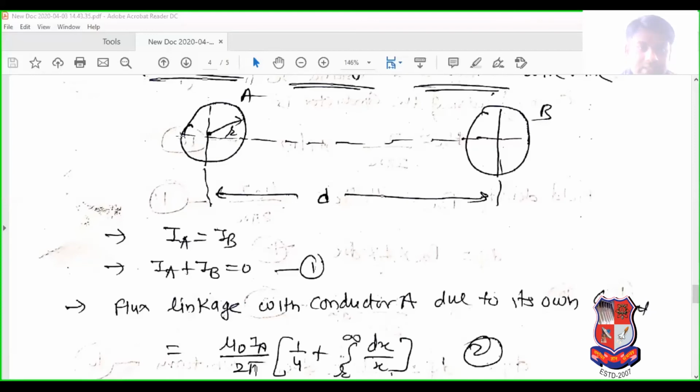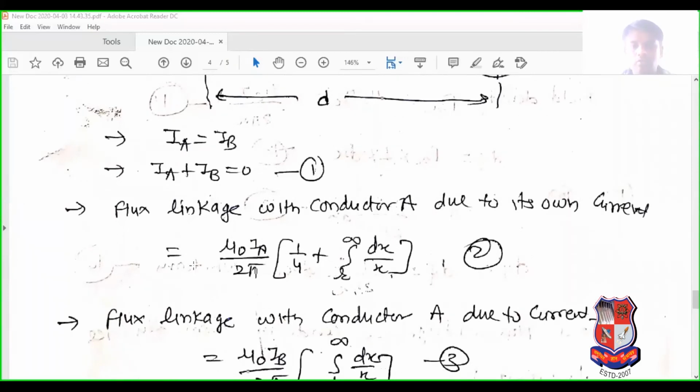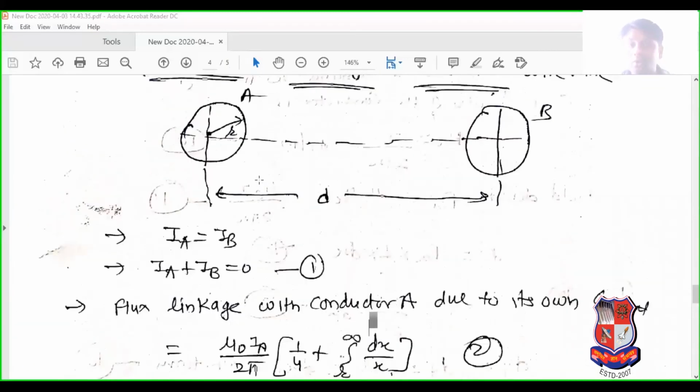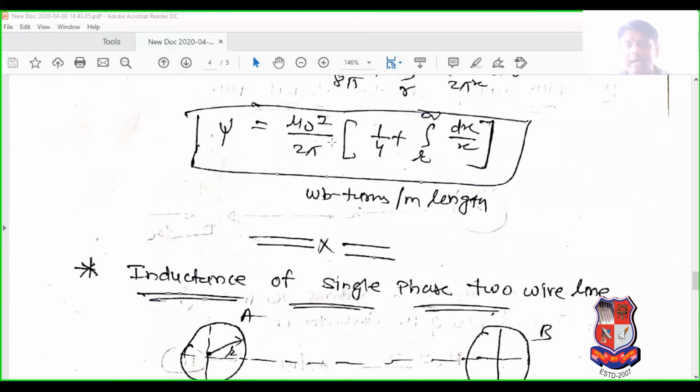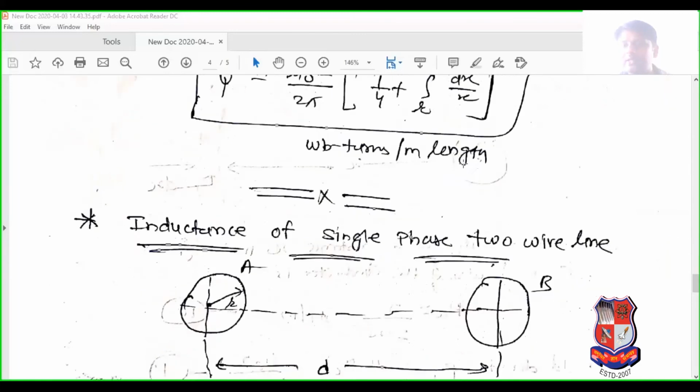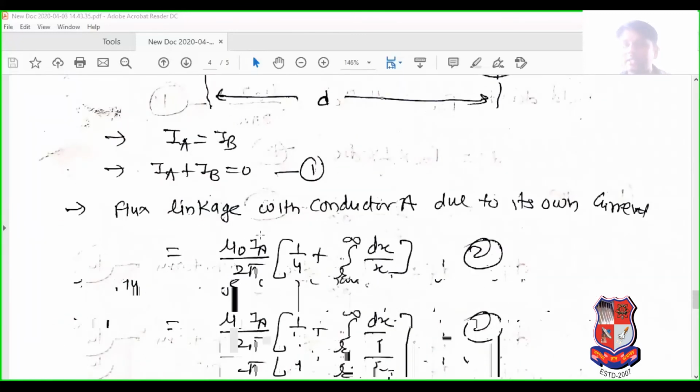So there will be a flux linkage with conductor A due to its own current IA, and also due to the mutual inductance effect because of conductor B's current IB, right? So two effects we will consider. We will discuss later. First, the flux linkage with conductor A due to its own current IA. We already derived this equation, internal as well as external: mu 0 IA upon 2 pi, 1 by 4 plus the integral from r to infinity of dx by x. The current here is IA. This is the internal, this is the external.